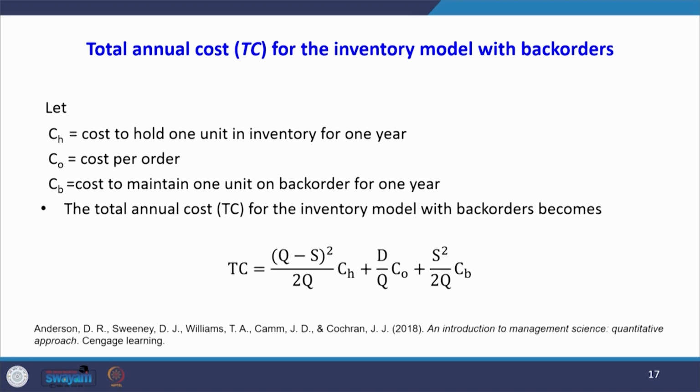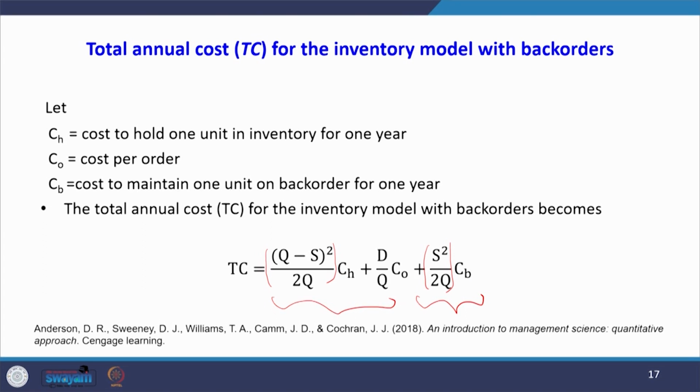So, the total annual cost TC for the inventory model with back order becomes this. This is the average value of Q, this is the average value of shortages. So, when you multiply by CH you will get the holding cost, then the ordering cost plus the back order cost. In the EOQ definition we had only these two, holding and ordering cost. Now, in the inventory model with shortages we have one more component, that is the annual back order cost. So, this is the equation.